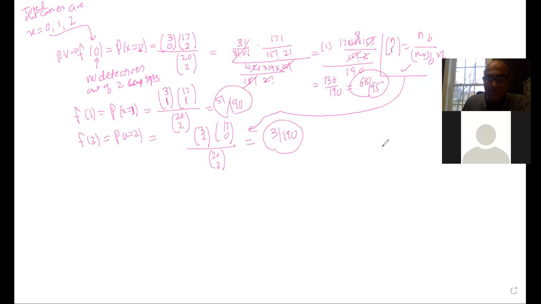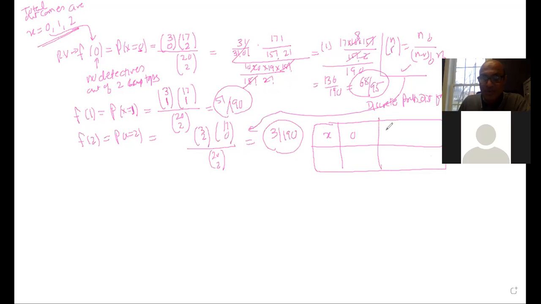So these are my probability distribution function. As I told you, whenever you're working with discrete probability, this is a discrete probability distribution function. It is given like this. Here it is x: 0 defective, 1 defective, or 2 defective. And here I write x and f of x. So f of 0 was 68 divided by 95, then for 1 it is 51 divided by 190, and for 2 it is 3 divided by 190. So this is my distribution function, and this is the table.